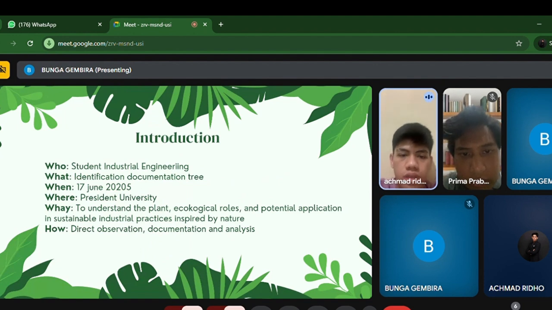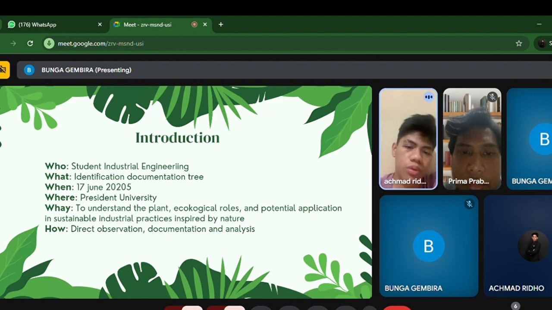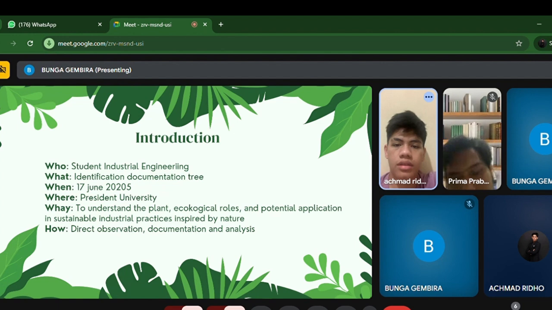So, the introduction. Students of instrumental engineering did identification and documentation of the tree. When? It is 17 June 2025. Where? President University. Why? To understand the plant, its ecological role, and potential application in sustainable industrial practice inspired by nature. The method is direct observation, documentation, and analysis.